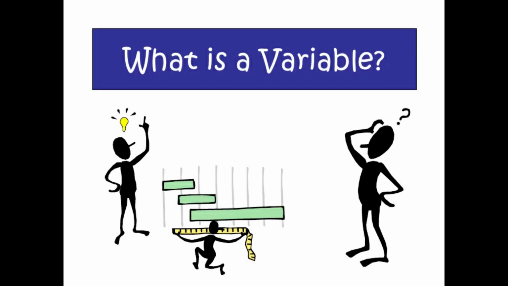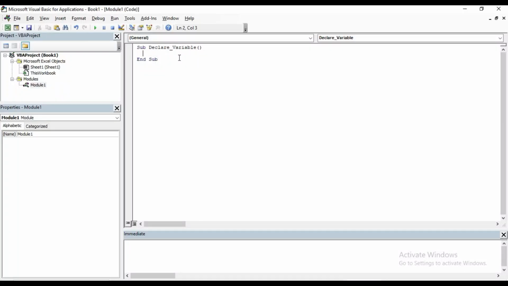Now let's dive deeper and see how to declare a variable in VBA. Declaring a variable is like creating a label for your box, telling VBA what type of data it will hold. Now let's see practically how to declare a variable in VBA. I am in the VBA editor under this declare variable module. So here we are going to declare three variables: text, which can hold a name; numeric, which can hold a number; and a date, which can hold today's date. We'll show all this information using a message box.